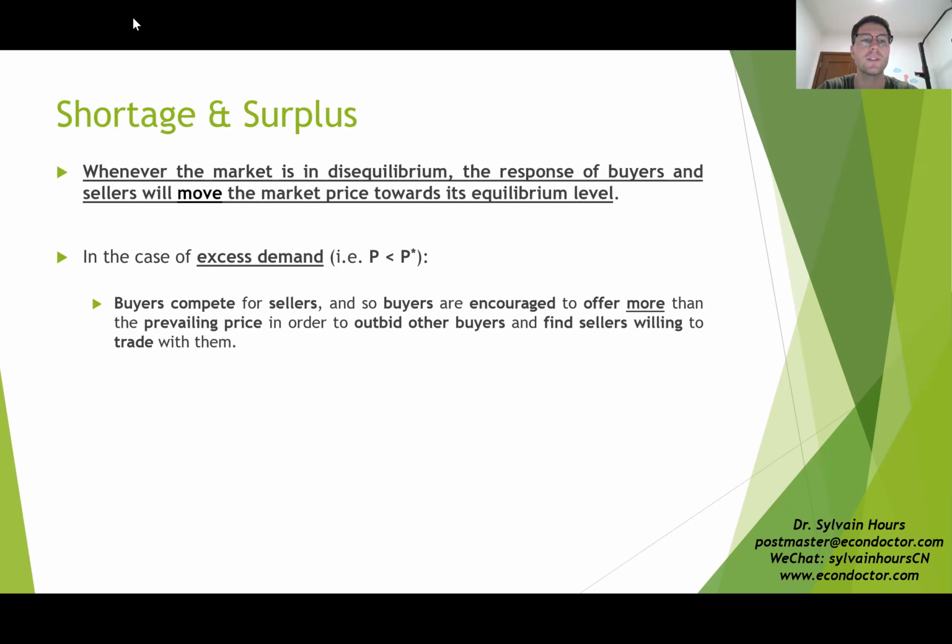So if the seller sells each loaf of bread for $2, you can say, hey, look, $2, it's not much. I can give you $2.5. I'm happy to give you $2.5, and you can sell it to me and not to the other buyers.